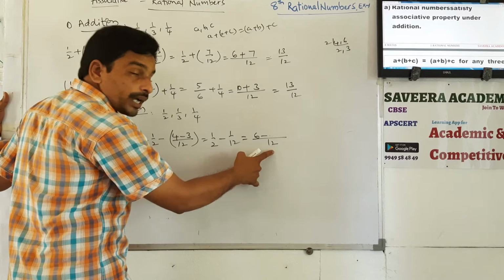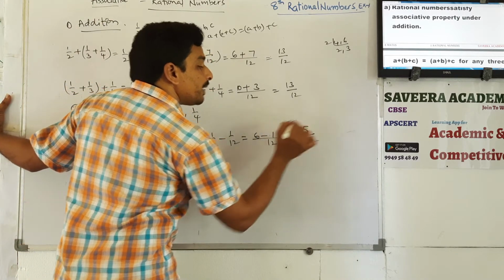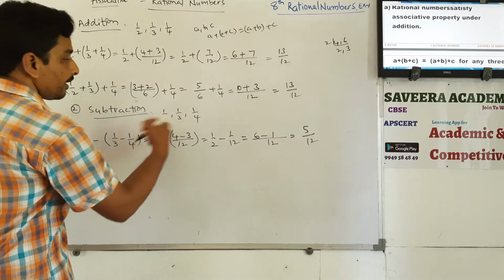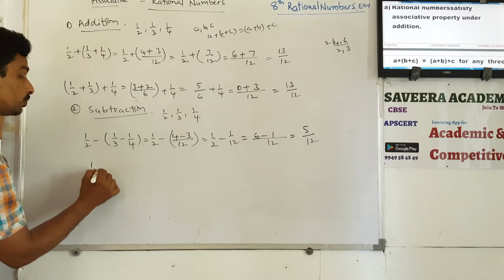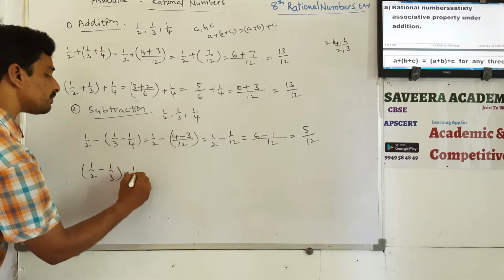12 in 12, 1 time goes, 1 into 1 is 1; 6 minus 1 is 5, so 5 by 12. Now reverse the order: 1 by 2 minus 1 by 3, minus 1 by 4. First of all, let us find this difference.